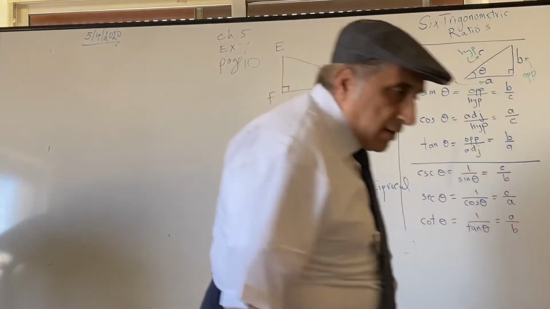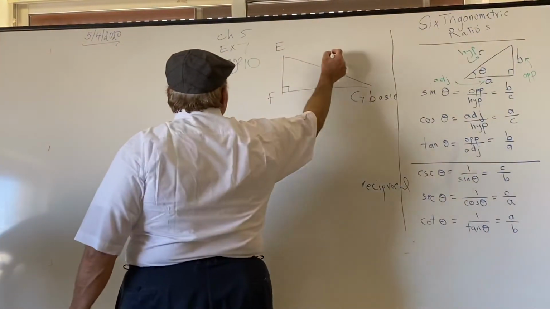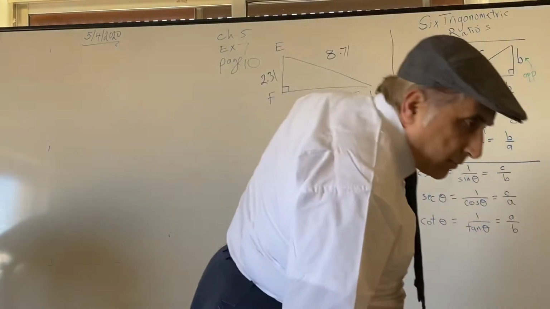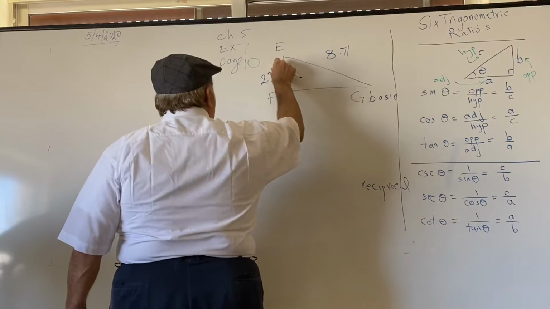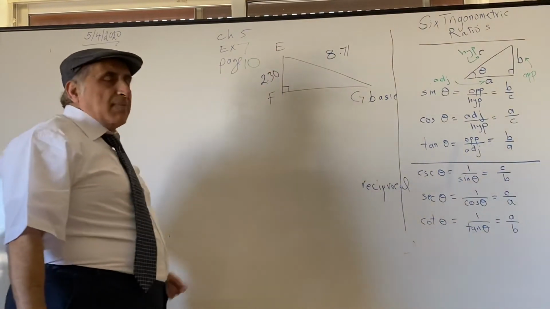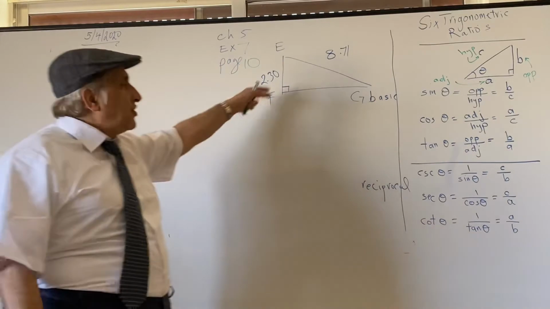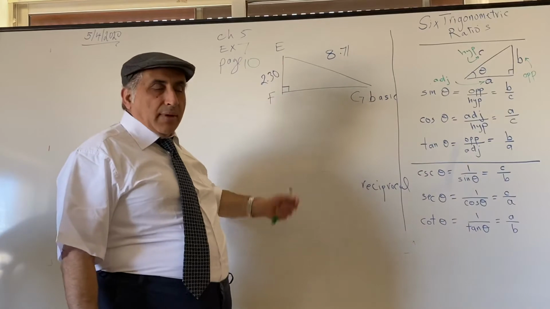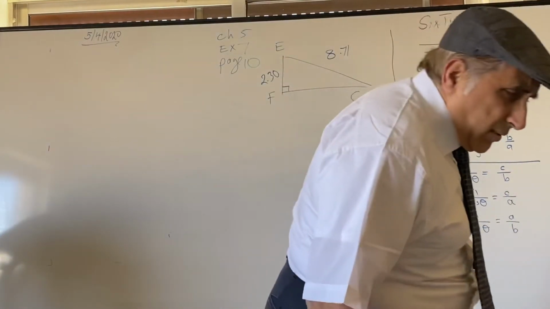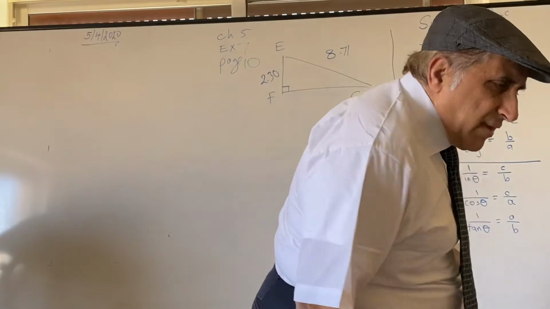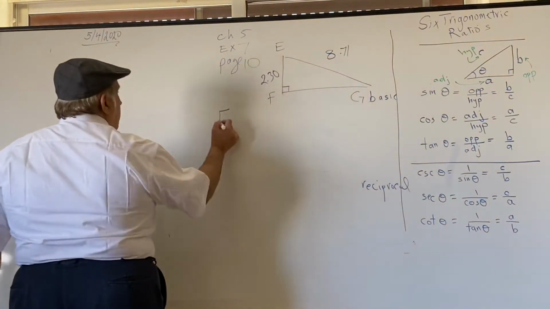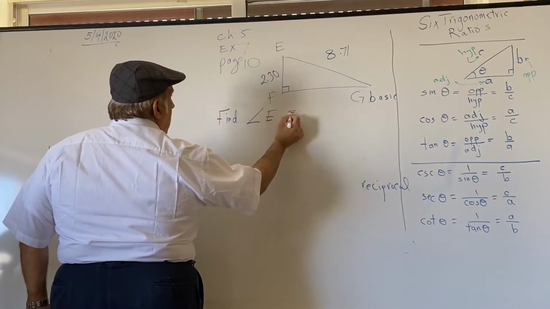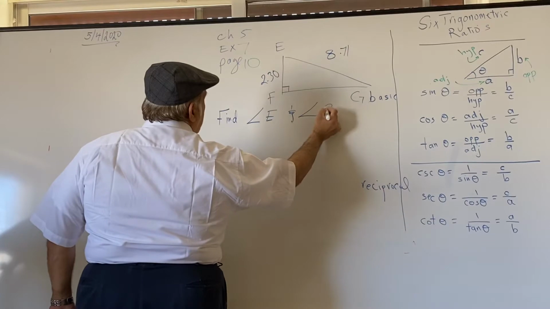The lengths of the sides are 8.71 and 2.31, or 2.30. They are the same dimension, so there's no need to put units. If this is an inch, it's an inch. If this is kilometers, it's in kilometers, but you will not have different units. Now, what does the question want? He wants us to find the size of E and G. So we need to find the measure of angle E and angle G.